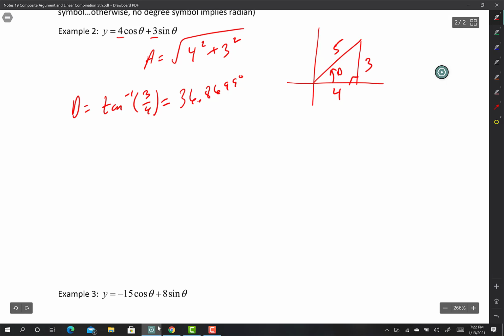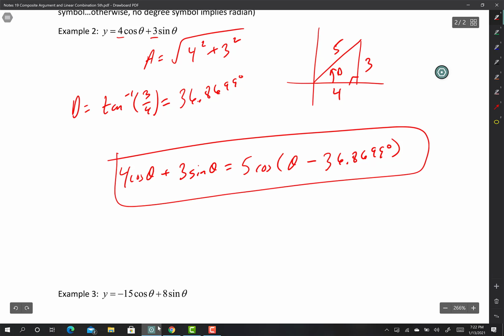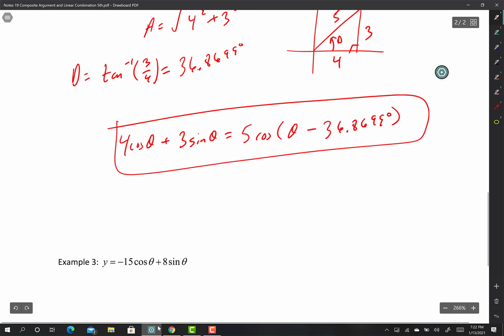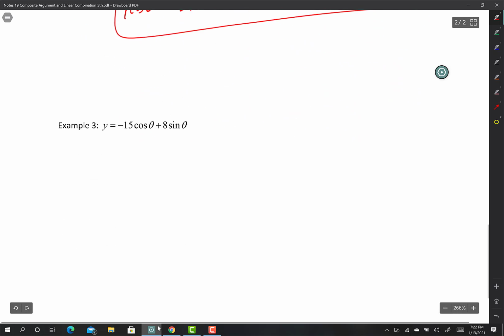And so I'm going to write my equation here. So 4 cosine theta plus 3 sine theta is equivalent to 5 cosine of theta minus 36.8699. If I didn't do any errors, those are going to be equivalent. And they are. We checked it earlier today, guys. Well, I did it earlier. I did this in class, and now I'm just redoing it because I didn't like my notes initially.